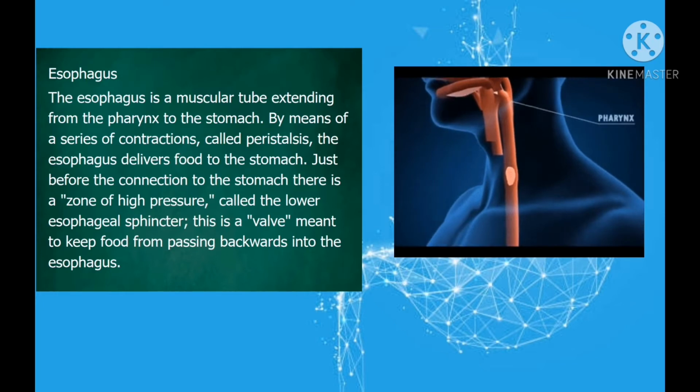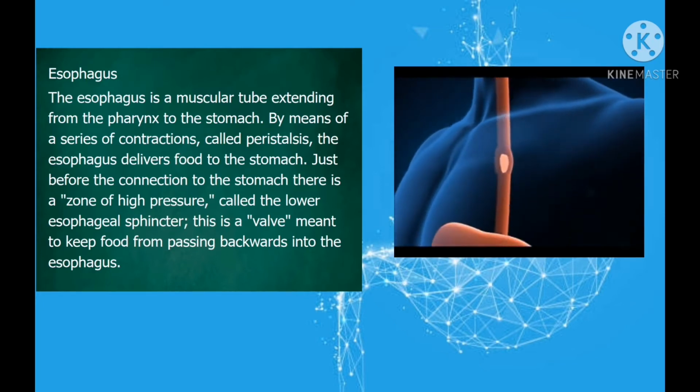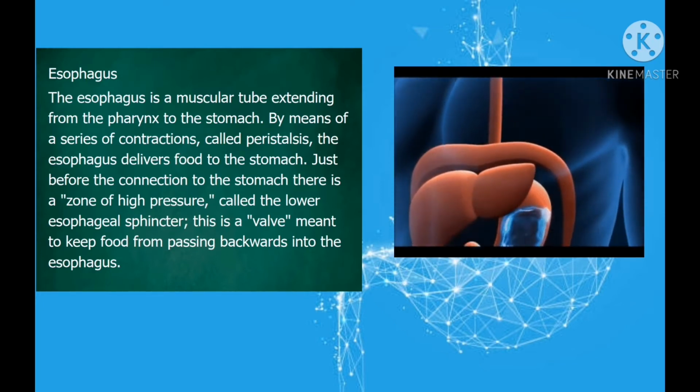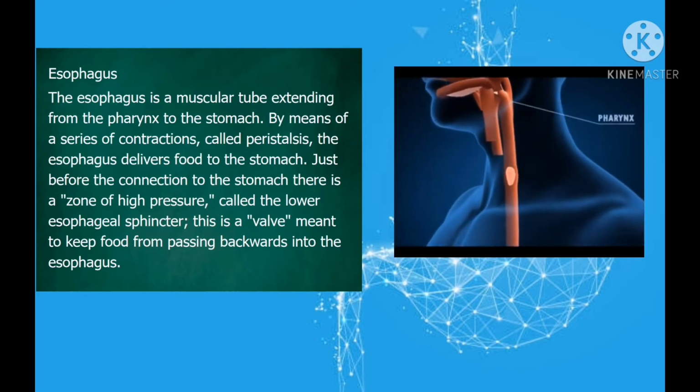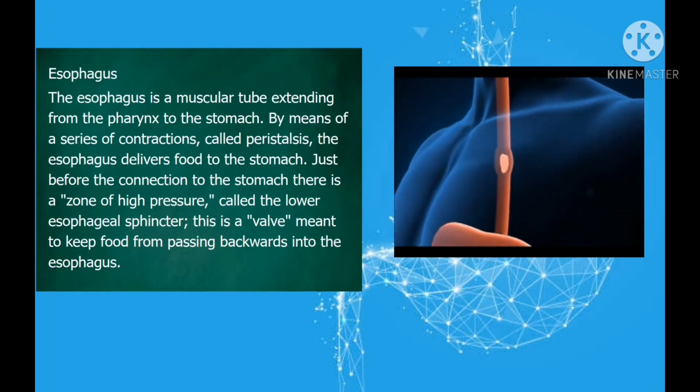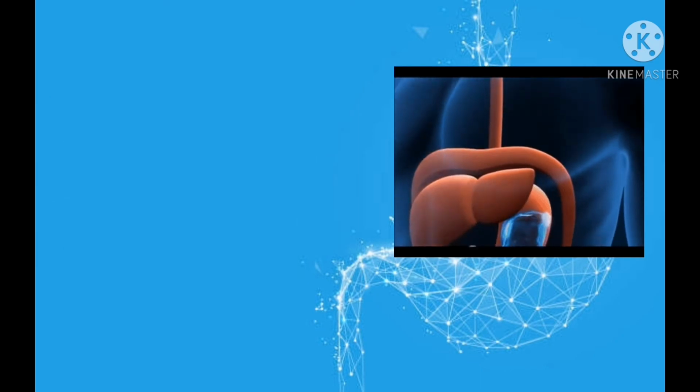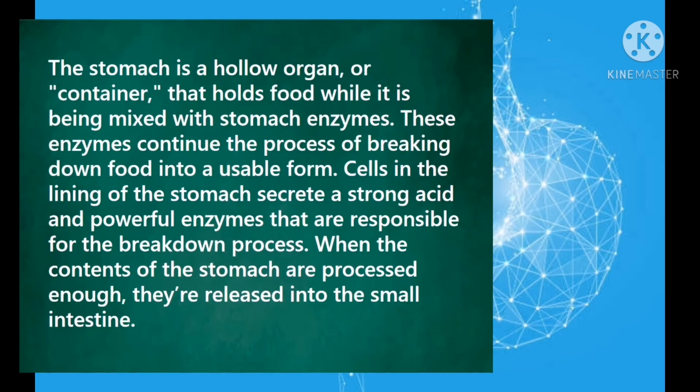The smooth muscle of the esophagus contracts in a rhythmic, wave-like motion. This process is called peristalsis. Through this, it pushes the bolus down to the stomach. After the esophagus, it will go through the stomach.